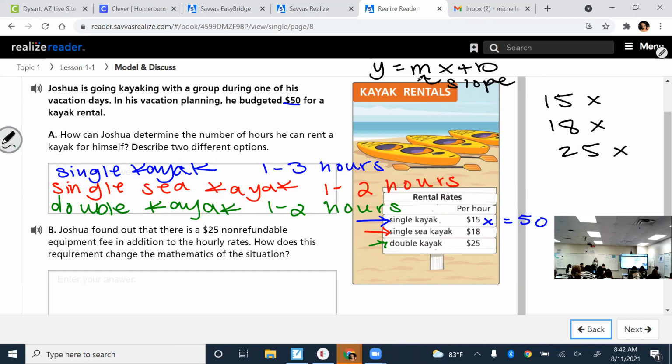Yes? You would technically be getting ripped off if you have to pay another $25 fee because it's only $15 per hour for a kayak. True, but that is something that they do charge, right? They actually do include like a normal, here's just to rent it, and then here's per hour. But how can I write that in math, numbers, and symbols?